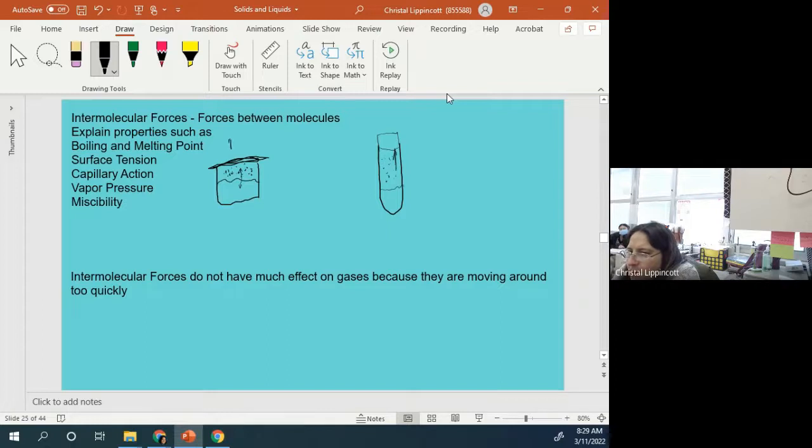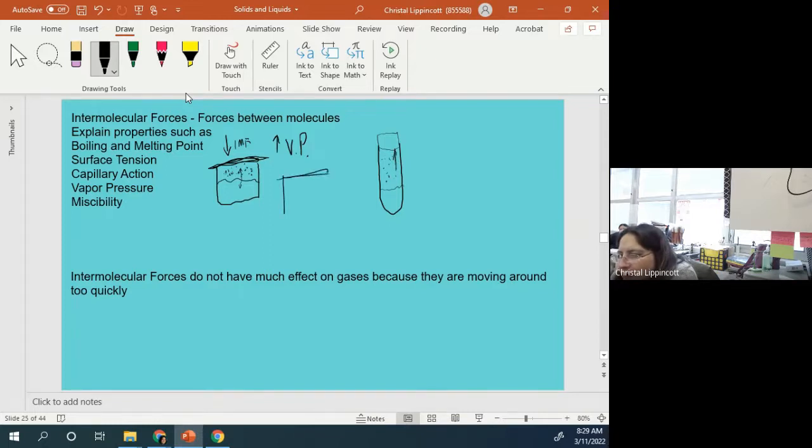So this is high IMF. No, I'm sorry, low IMF. My bad. Bad, Libby. Sorry. Low IMFs will give you high vapor pressure, because more of that material will go into the gas form. Okay.